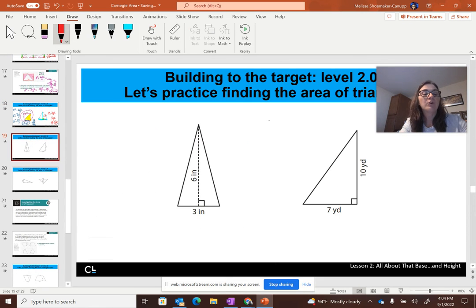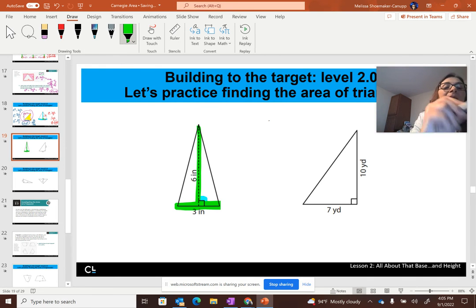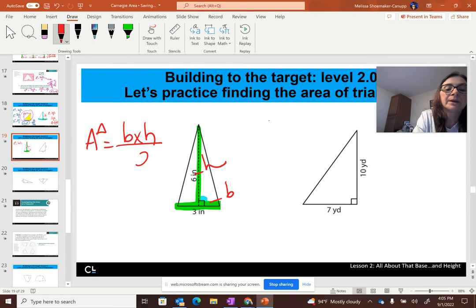Now, we have 4 more examples. I'm going to work these 2, then I'm going to turn you guys loose. Okay, once again, I'm looking for the box. Okay, that shows me the 2 parts that I'm looking for, the height and the base. The base and the height. Area of a triangle equals base times height divided by 2. Okay, so that's 6 times 3 divided by 2. That's 18 divided by 2, which is 9 inches squared.